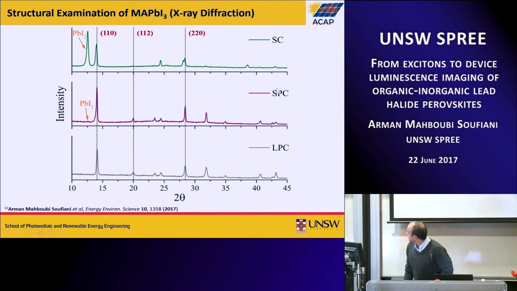In the small polycrystalline sample, we can see here that there's a small hump at the angle of 12.5, which indicates that there is a small residue of the lead iodide in the sample. Also, more in the single crystal. It depends on the technique that you use to fabricate the film.